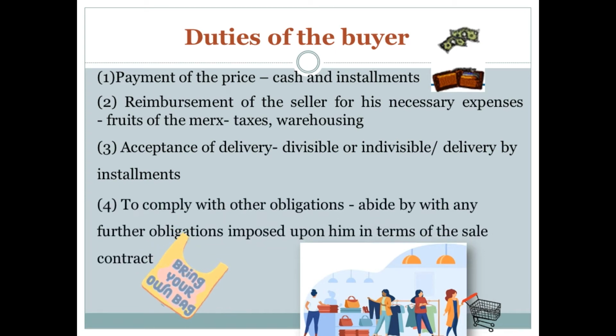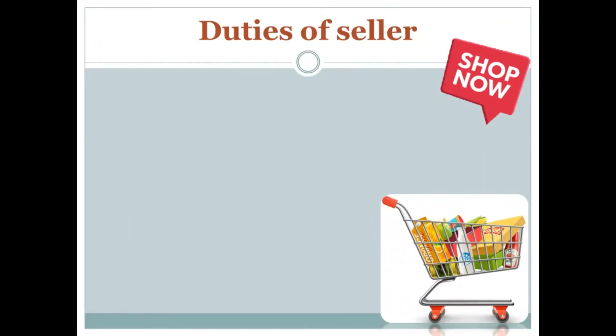To comply with other obligations stated in the contract is the other duty of the buyer. Buyer should obey any further obligations imposed upon him in the terms of the contract. Those were the duties of the buyer. We are moving on to the duties of the seller.